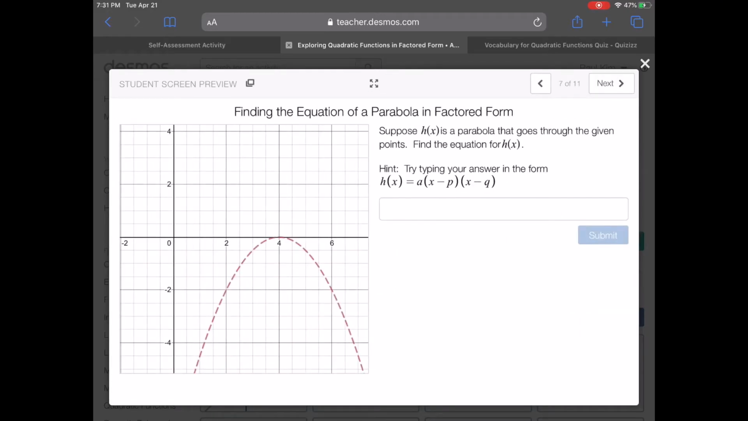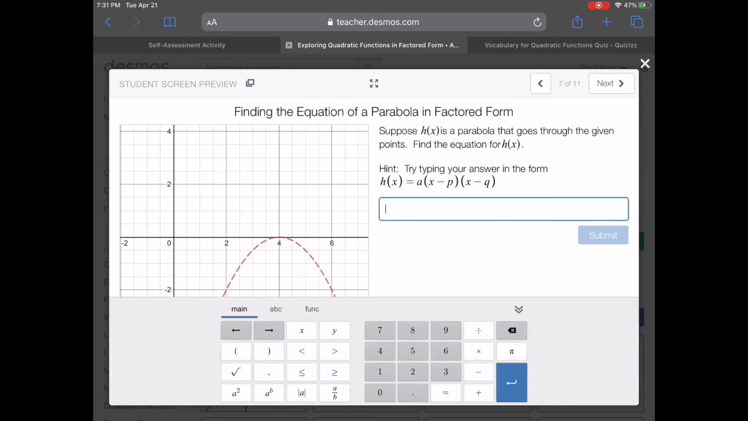So here we have another parabola, and this time I have an x-intercept at only 4, and I only have one x-intercept. Now I know that I'm going to have x minus 4 as one of my factors. And because I only have one x-intercept, I'm going to try x minus 4 again. Now I do have a parabola that crosses the x-axis once, but if you notice here, my parabola is concave up while theirs is concave down.